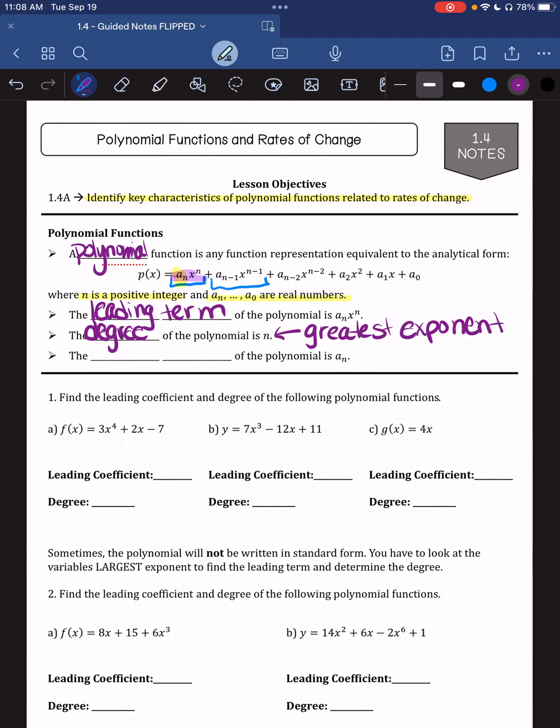And then the final one, the leading coefficient. Remember, a coefficient is a number, no variable. For example, say our polynomial is 3x to the fourth. Again, I'm just making up a random one. The leading term would be this entire thing, but the leading coefficient would just be the number 3. And in this example, the degree would be 4 because that's the greatest exponent.